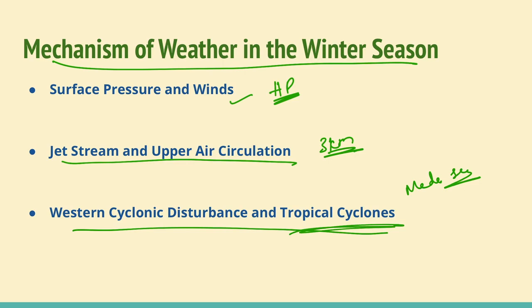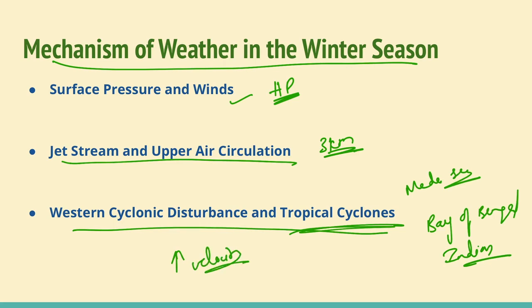Tropical cyclones originate over the Bay of Bengal and the Indian Ocean. These tropical cyclones have very high wind velocity and heavy rainfall, and they hit parts of Tamil Nadu, Andhra Pradesh and Orissa coast. Most of these cyclones are very destructive due to their high wind velocity and the torrential rain that accompanies them.